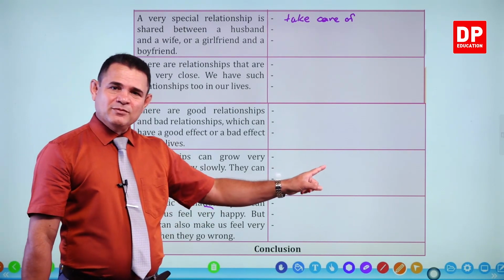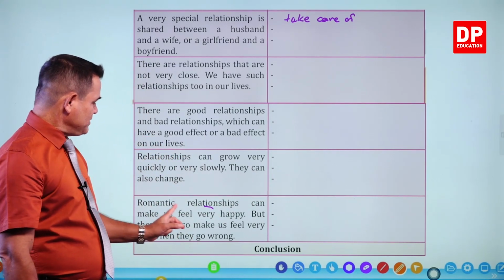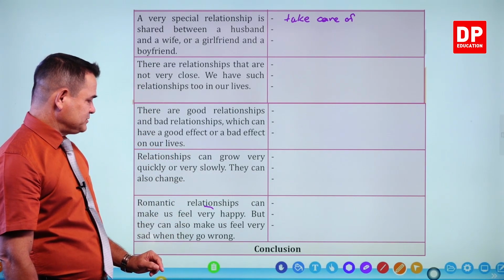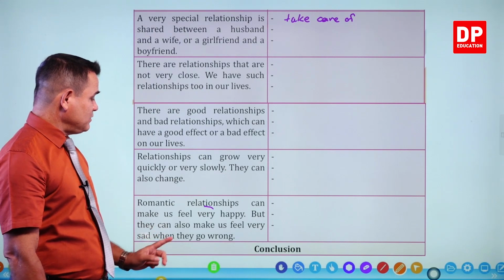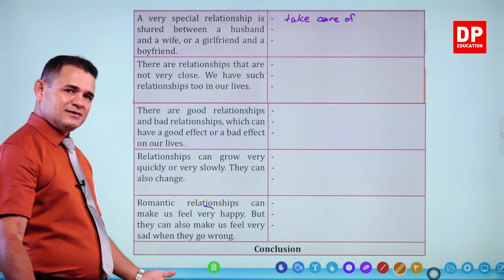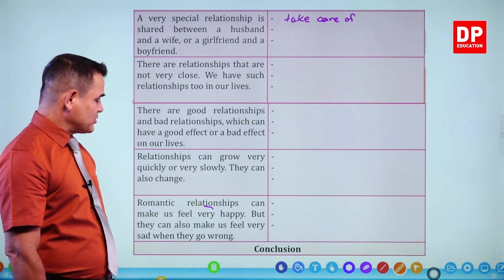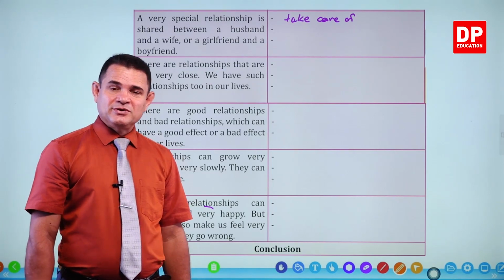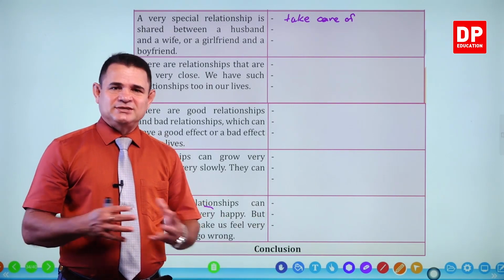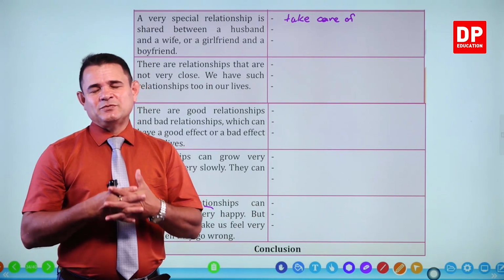So add some more. And romantic relationships can make us feel very happy. But they can also make us feel very sad when they go wrong. So some friendships make us very, very happy.